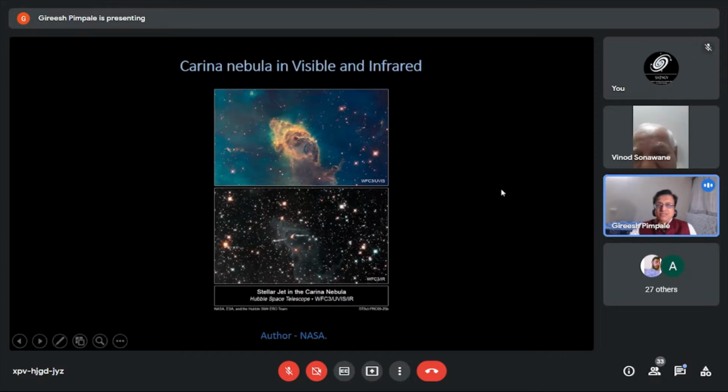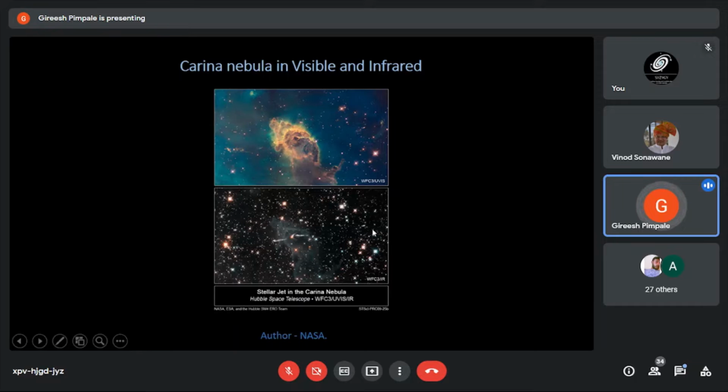So why is IR used? This shows us a photograph of the Carina Nebula. Now, what is a nebula? A nebula is a region in space where stars are taking birth. So it is some nebula in space, and this photograph was taken with a visible camera, while this one is the IR photograph.